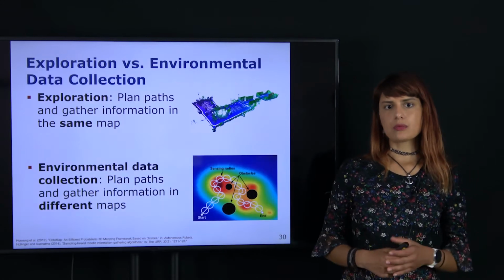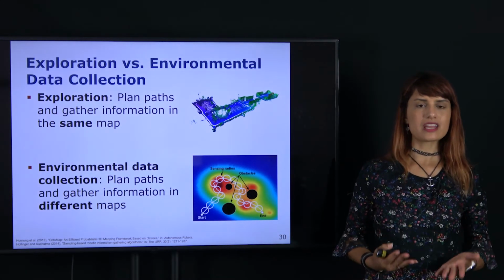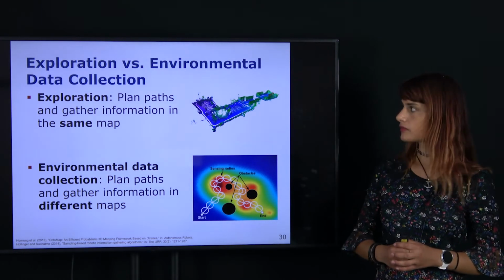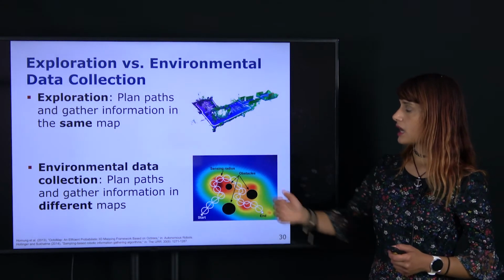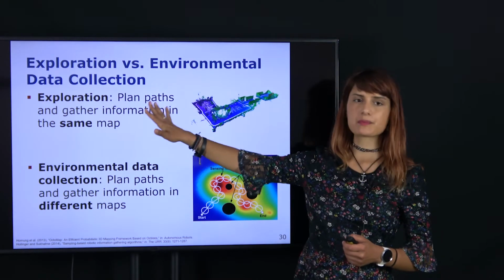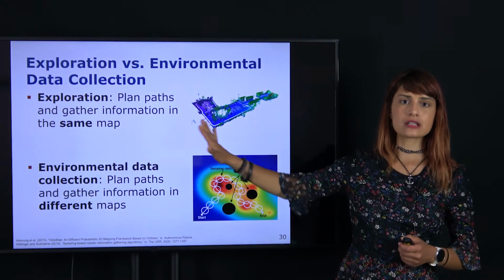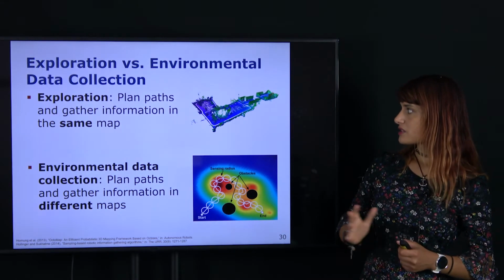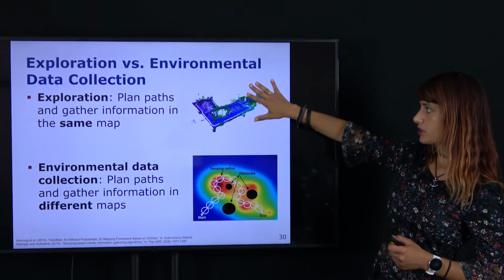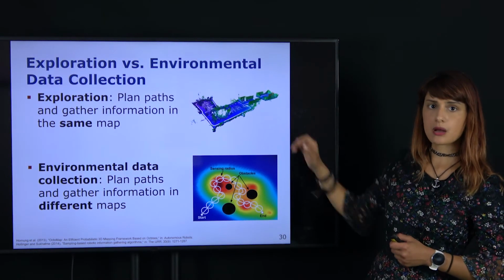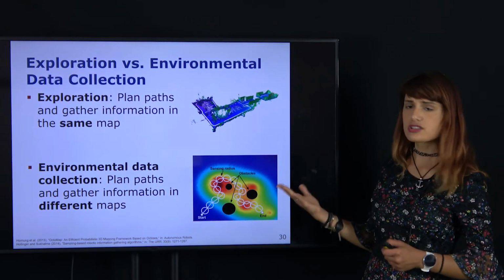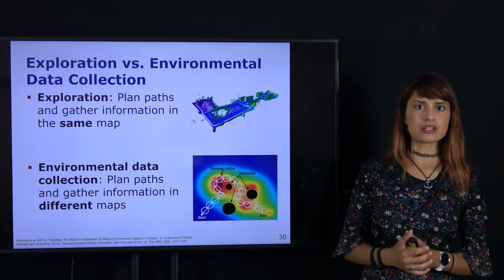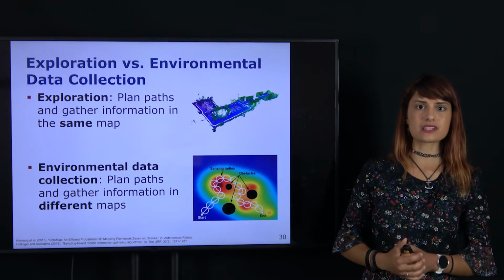So what does this problem setting have in common with exploration, and why do we treat it separately in this lecture? Well, the key difference is that exploration problems plan paths and gather information in the same occupancy map of the environment. So in the exploration problem, we have, for example, here an OctoMap, a 3D occupancy map, and we used it both to plan collision-free paths for the robot, as well as to figure out information or utility and the next most promising measurement points.